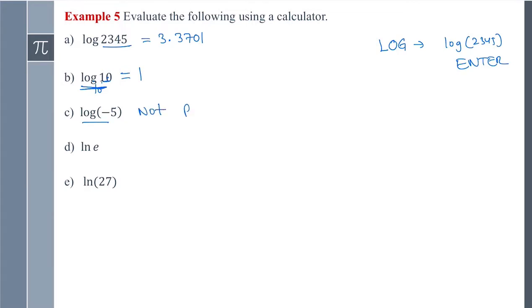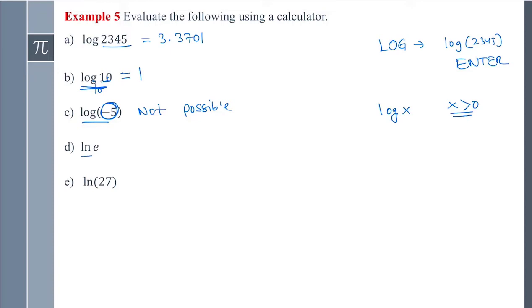Probably your calculator will say error because remember for the log, this inside number cannot be negative. So when we write log x, x must be greater than 0. So it has to be a positive number.